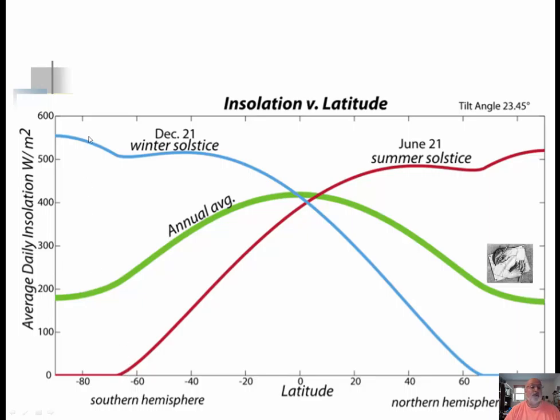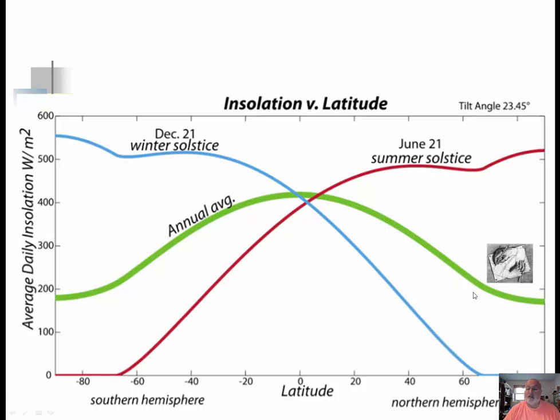So the South Pole during the winter solstice, lots of sunshine. South Pole during the summer solstice, almost none whatsoever. In fact, it actually says it's none, and that's above 66.7 degrees, which is the Arctic Circle. No sunshine whatsoever. Same thing for the northern hemisphere. We start off in the winter solstice with no sunshine, and then you can see the sunshine goes up and up and up. And in the northern latitudes, we get lots of sun in the summer.